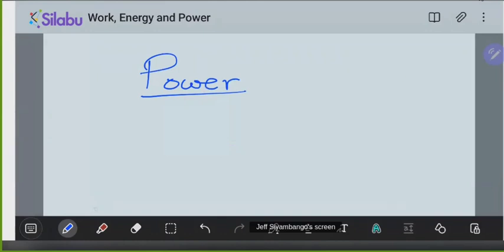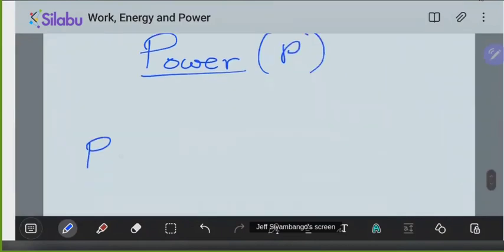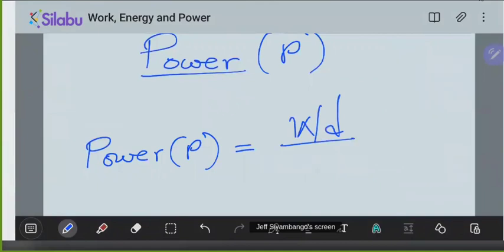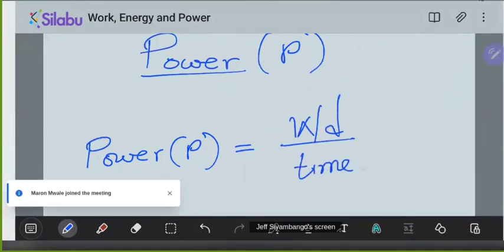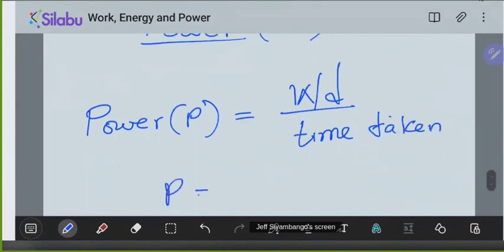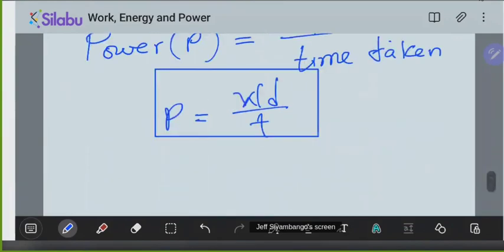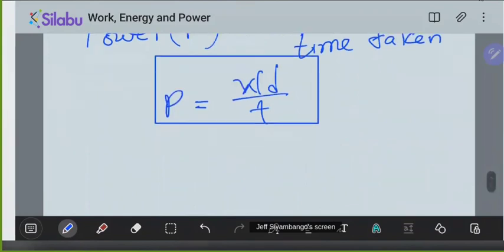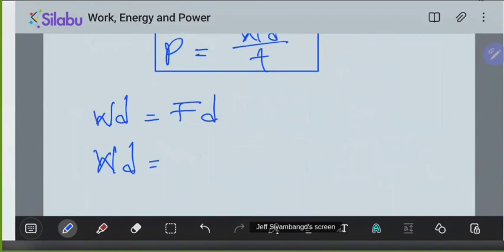So if we are going to calculate power, I'll use capital P for power, we would have to divide the work done by the time taken. So this is how we calculate power: P is equal to work done over time. But we saw various definitions of what work done is. We saw that work done can be calculated using the formula force times distance. We also saw that work done can be calculated as the change in energy.